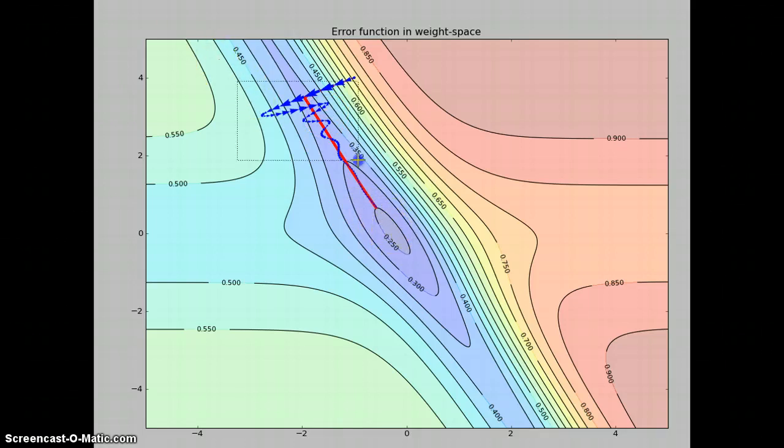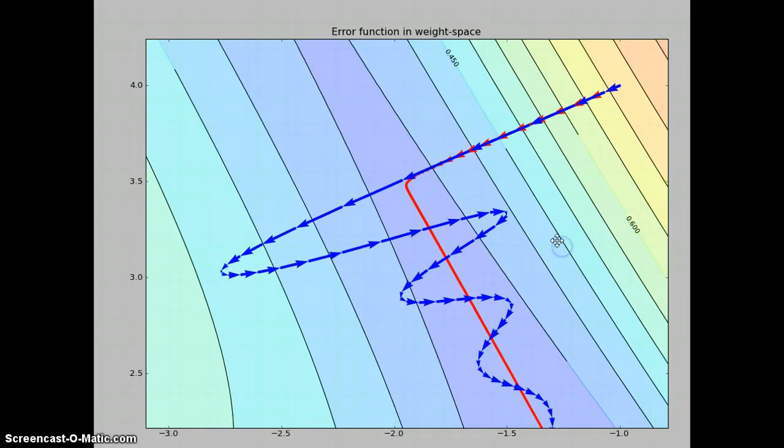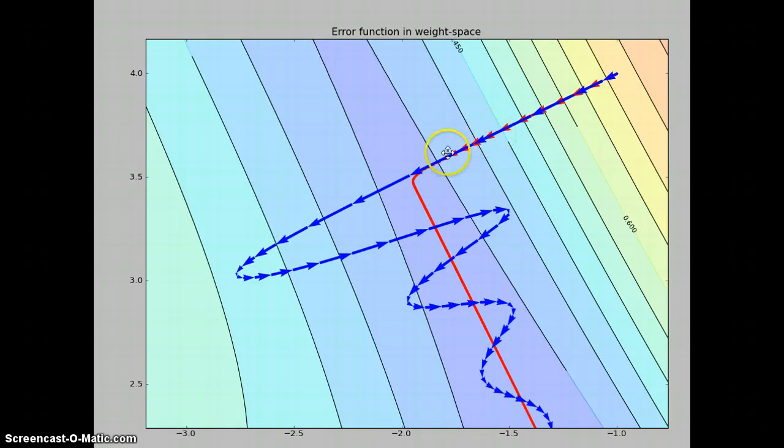But let's look at the momentum a little more closely. One thing that's a little inefficient is that I came in and found the dip here and shot right past it. It starts to get a little steeper over here, so I slow down quickly. I turn around and come back and pass this minimum over here and do the same thing, and it settles down eventually.